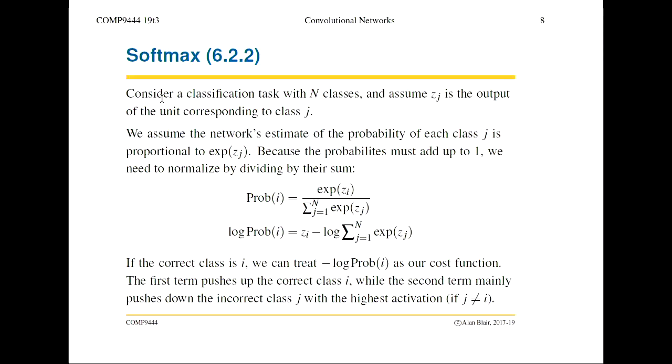In fact, every wrong class is pushed down in proportion to its probability, the probability that the network assigns to it. And the correct class is pushed up according to 1 minus its probability. That's how this actually works in practice.